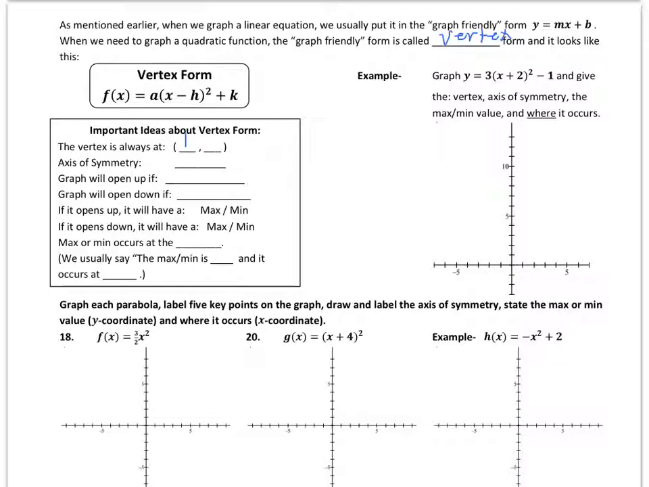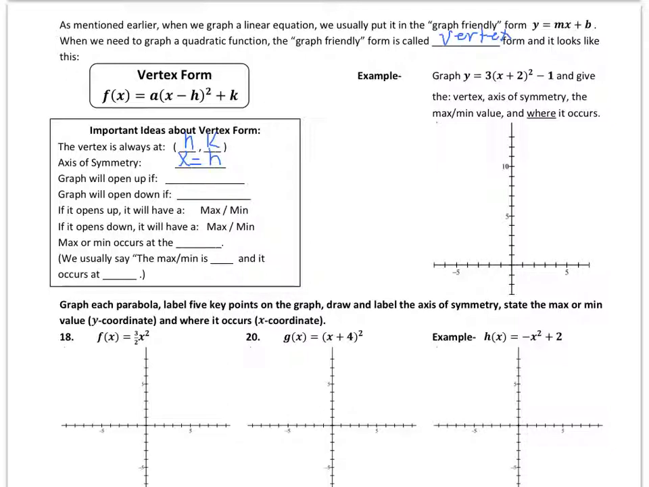Since h is negative there, it's at h and k. We put the minus in the equation, so we don't have to put the vertex at negative h. It's just at h and k. Now the axis of symmetry is always going to be the x value of your vertex. So at x equals h, that's your axis of symmetry. If you look back at those previous graphs, the axis of symmetry always goes through the vertex, at the x value of the vertex, okay?